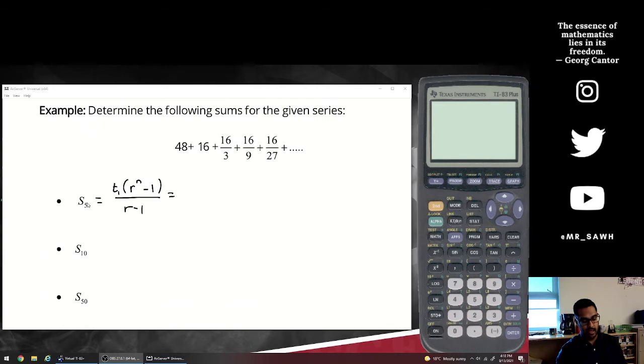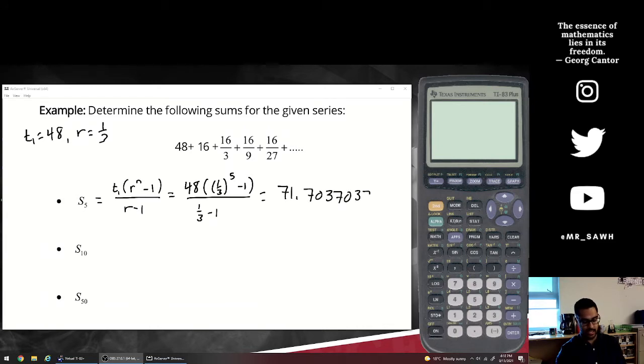With the information we have, I know that t1 is 48. I know the ratio here is 1/3 because I can take 16 and divide it by 48 to get our ratio. If you plug in what you know, 48 is your first term, ratio of 1/3, n is 5, minus 1, and in your denominator, 1/3 minus 1. If you plug all that into your calculator, and I won't sit here and do it, I've got the numbers waiting, you end up with something really close to 71.7037. So you can try it on your devices and make sure you get the same number. I know calculators can be tricky sometimes, but there's our result.